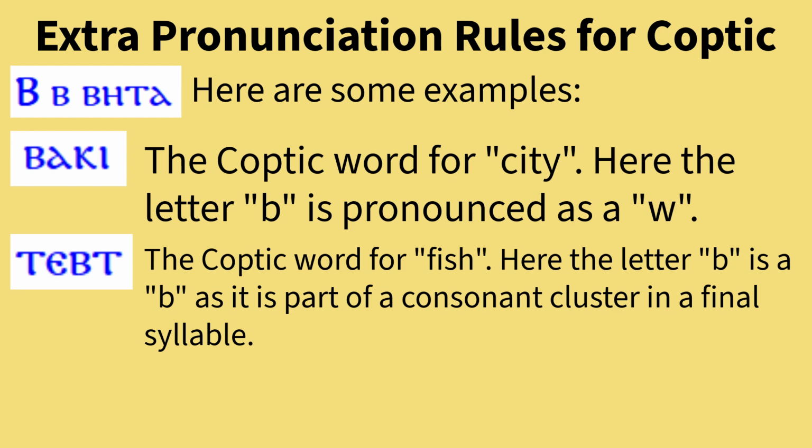We have the word waki, the Coptic word for city. Here the letter wada is pronounced as a W sound, we. We then have the Coptic word dabb, the Coptic word for fish. Here the letter wada is pronounced as a B because it is part of a consonant cluster in a final syllable. It is clustered with the letter dab at the end, thus ending the word and being part of the final syllable.